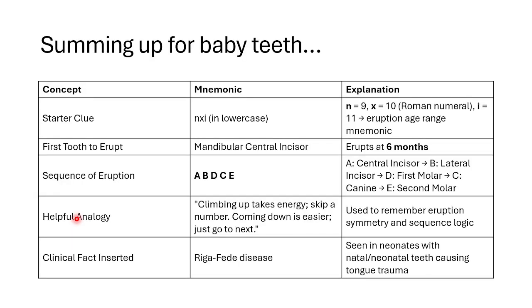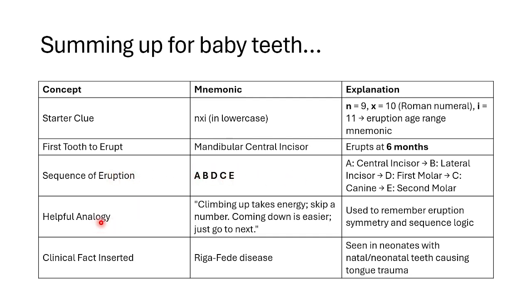So let's do this summary or wrap up for our mnemonic for our baby teeth. Our starting clue: for baby teeth, remember the neonate or Riga-Fede disease. Neonate begins with N, so N for 9, so we write 9, 10 and 11 all in lowercase. N is for 9, X is Roman numeral 10 and XI is Roman numeral 11. So NXI was the mnemonic, and we know the first to erupt for baby teeth is the mandibular central incisor, or A, which erupts at 6 months. The sequence of eruption was A, B, D, C, E.